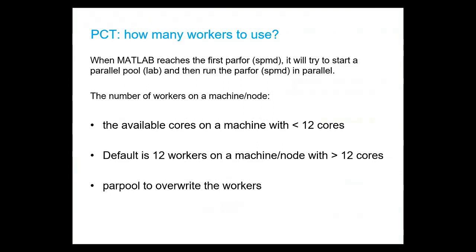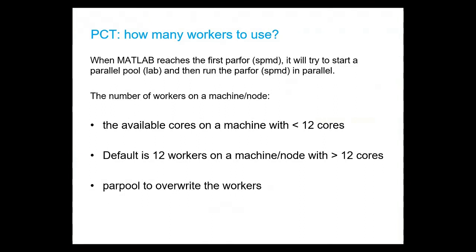If your machine has less than 12 cores, 12 CPUs, the default pool opened will match the physical CPUs on your machine. In the case where our machine or node has more than 12 cores, the default in MATLAB is 12. So if you just run your code, it doesn't matter how many CPUs you set up for it. It will always open 12 workers.